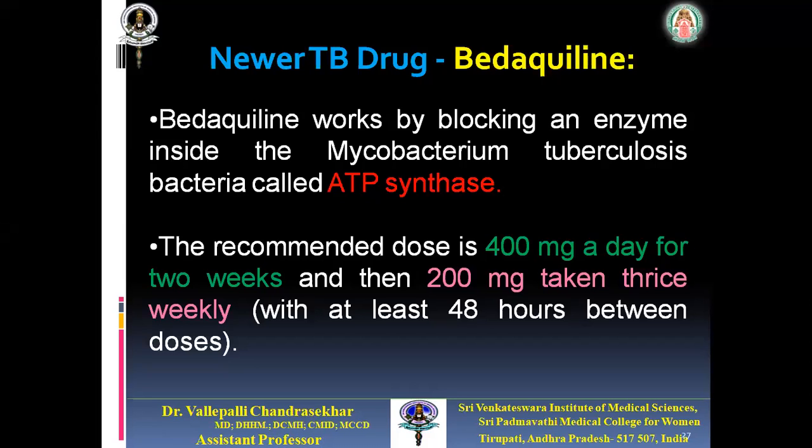So what is the recommended dose of bedaquiline? We are giving 400 mg per day for 2 weeks. And then we are decreasing the dose to 200 mg, which is taken thrice weekly. Between 2 doses, there should be at least 48 hours duration. So 400 mg at start for 2 weeks, then taper to 200 mg thrice weekly. This you have to remember, up to 6 months.